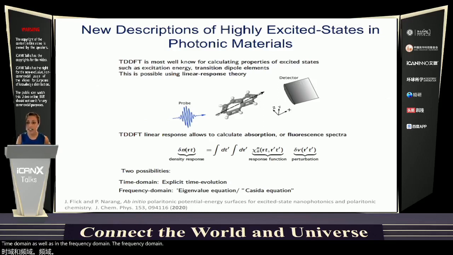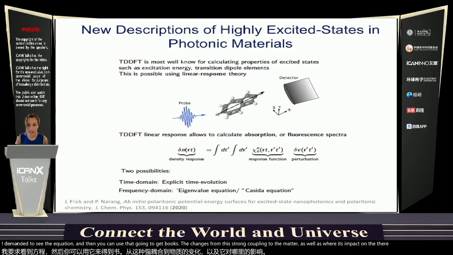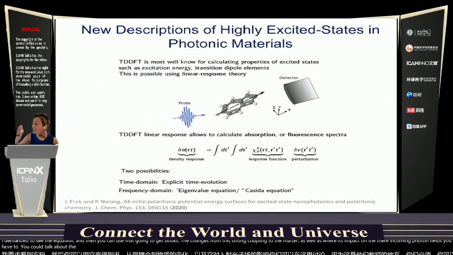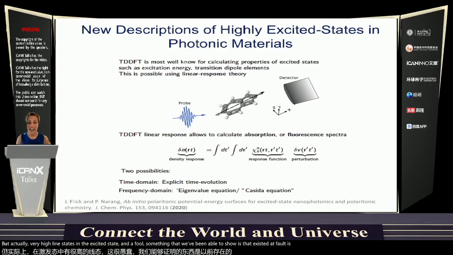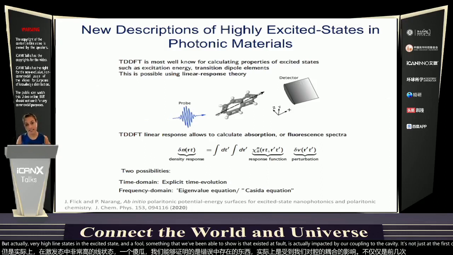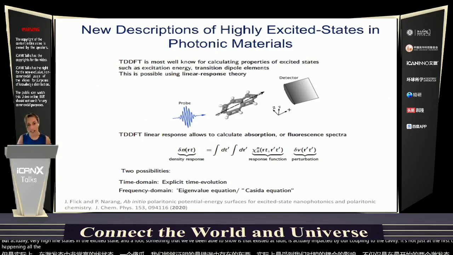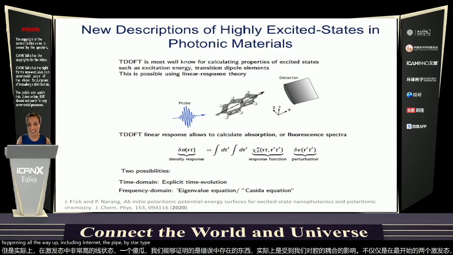In the frequency domain, life is in some ways easier. You have an effective eigenvalue equation, and you can use that then to get both the changes from this strong coupling to the matter as well as what is imprinted on the incoming photon fields. Because this is within TDDFT, you can talk about the impact not just on the ground state, but actually very high-lying states in the excited state manifold. Something that we've been able to show is that the excited state manifold is actually impacted by coupling to the cavity. It's not just the first couple of excited states. You can actually see things happening all the way up, including in the pi star type transitions.